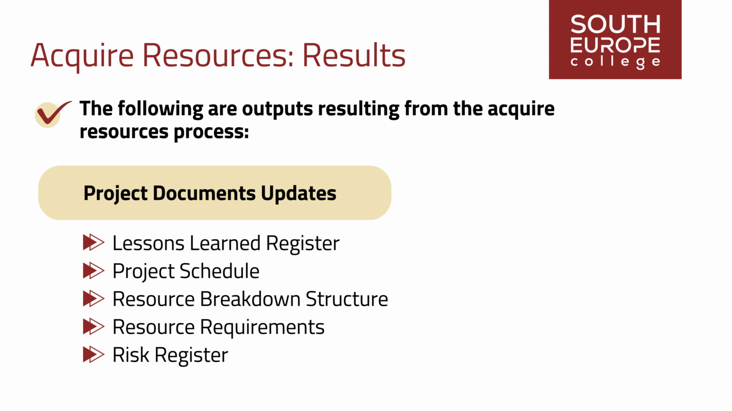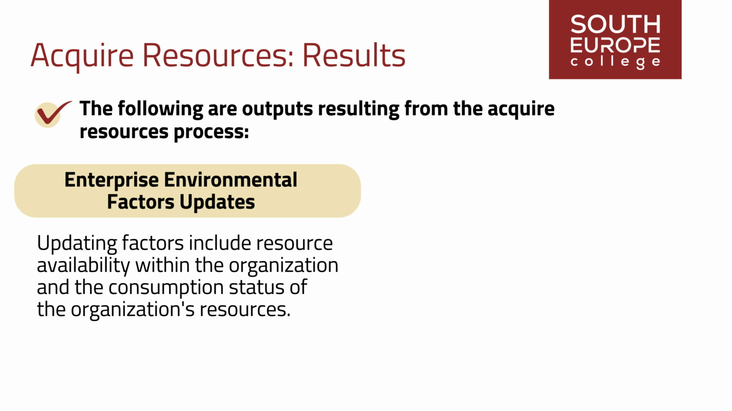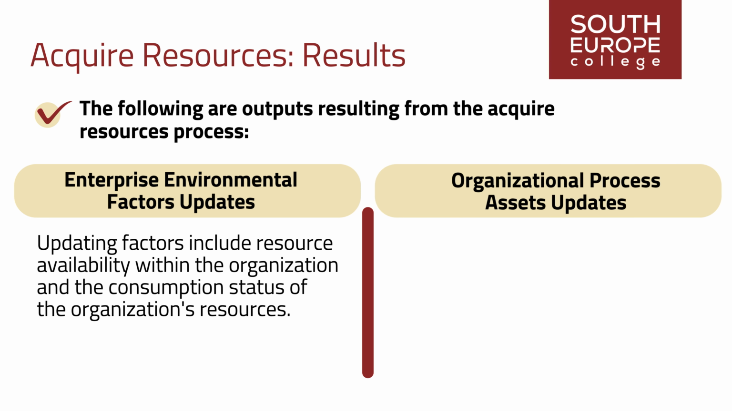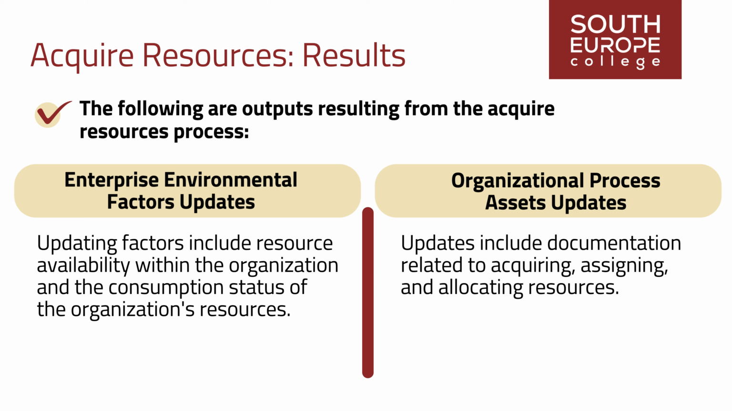Risk register, recording and managing new risks identified during the process. Stakeholder register, updating with new stakeholders or gaining information about existing stakeholders. Enterprise environmental factors updates. Updating factors include resource availability within the organization and the consumption status of the organization's resources. Organizational process assets updates. Updates include documentation related to acquiring, assigning, and allocating resources.